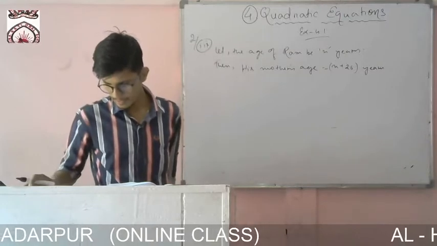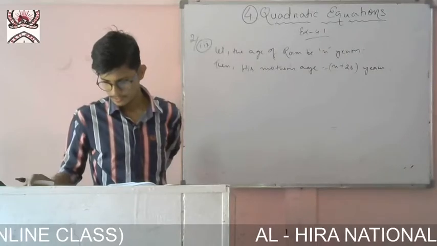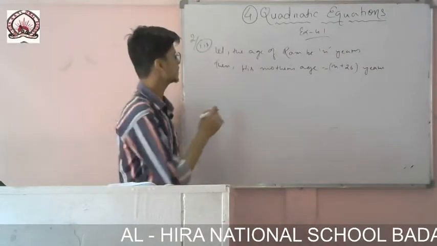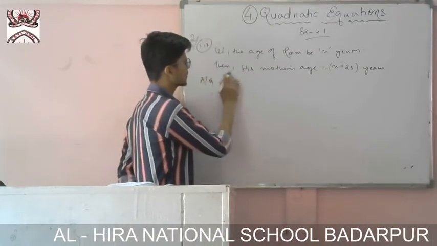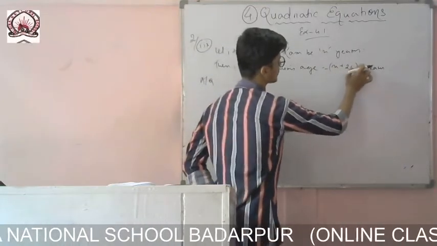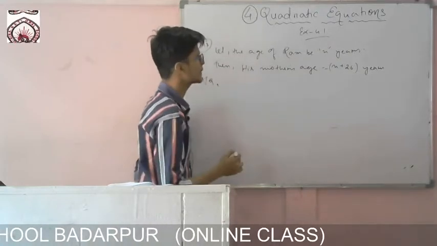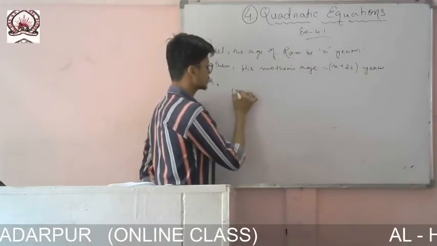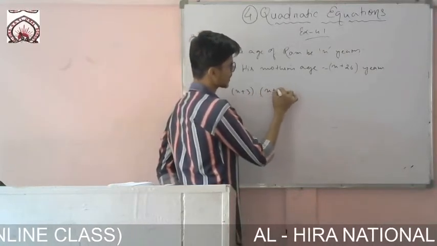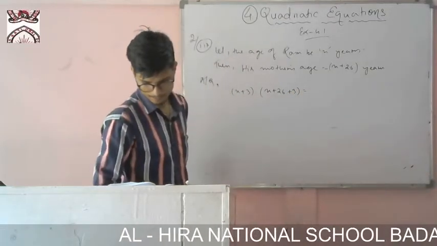Now it is given that the product of their ages 3 years from now will be 360. If you want, you can write the equation after 3 years: x plus 3, and for the mother x plus 26 plus 3, then you multiply it. But here I am doing it very directly. After 3 years, it will be x plus 3, and there also x plus 26 plus 3, and the product is given as 360.